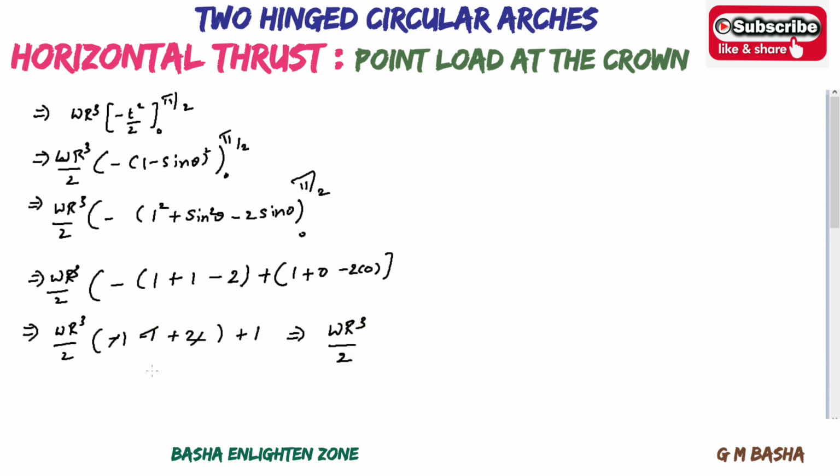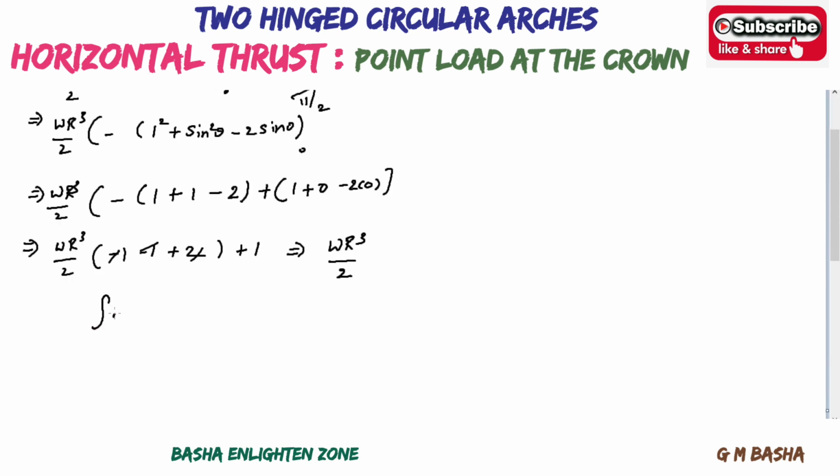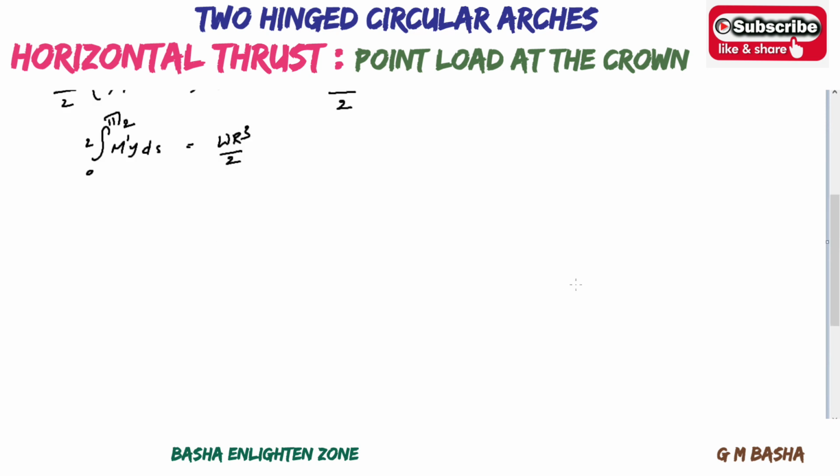The numerator part will be equal to, so how much you will get? Integral of m dash y ds, that is 0 to pi by 2. That one will be equal to w r cube by 2. Okay. So you can take down directly integral of m dash y ds also. Then the denominator part, that is integral of y square ds.